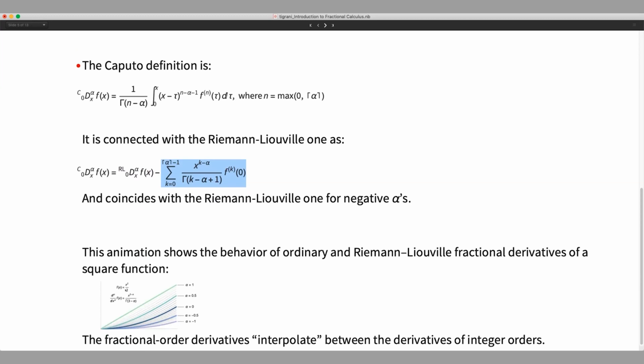Below, I have an animation that is showing the behavior of ordinary and Riemann-Liouville fractional derivatives of a square function. So this is the function itself, this bold blue line. This is the first derivative, x. This is the integral, cubic function. And we see that fractional orders are, in some sense, interpolating between these ordinary derivatives and integrals. This is a presentable example of what fractional calculus is. What are the fractional derivatives?